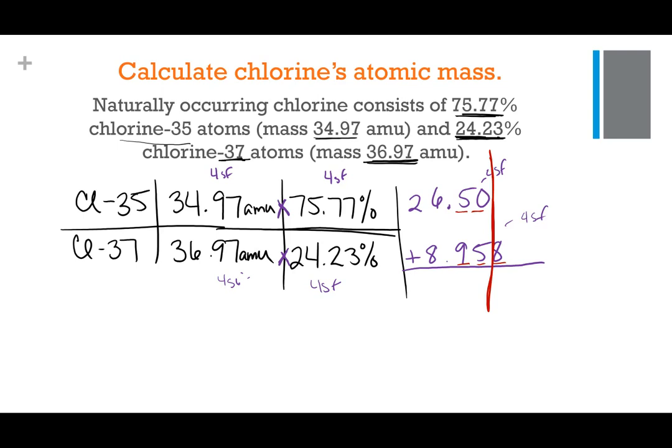26.50 plus 8.958 equals. My calculator spits out 35.458. But if I were to report this number to the correct number of sig figs, it would simply be 35.45 AMU.